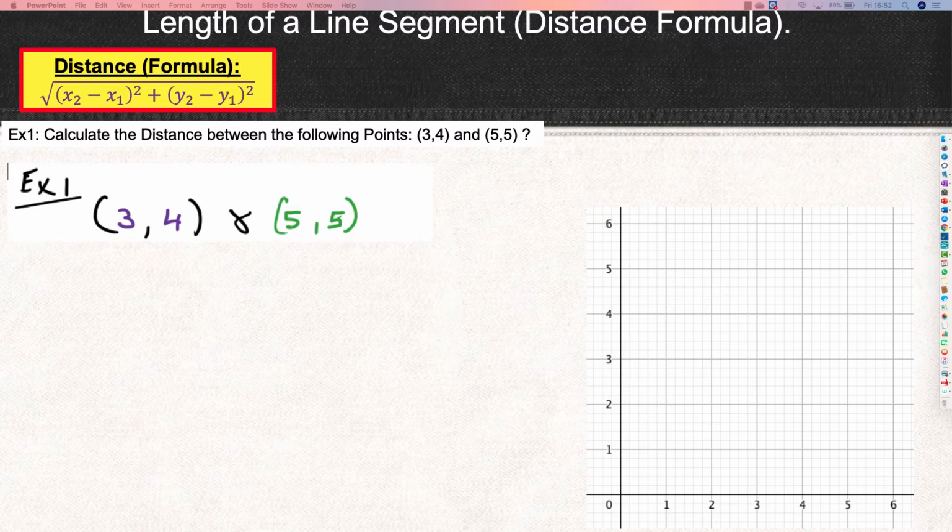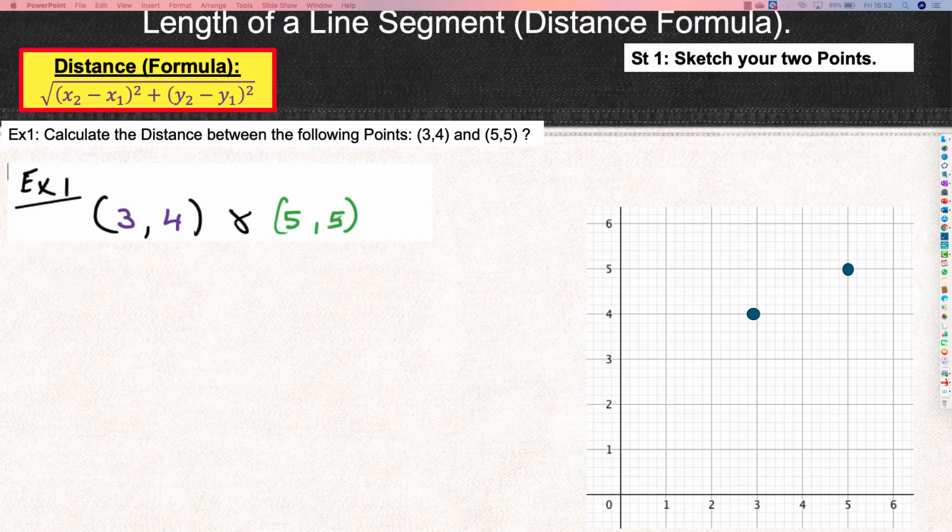So for example, our 2 points are (3, 4) and (5, 5). We want to calculate the distance between those 2 points. I want to see how far it is from here to there. Is that fair enough? And there's my formula: the square root of (x2 minus x1) squared plus (y2 minus y1) squared.